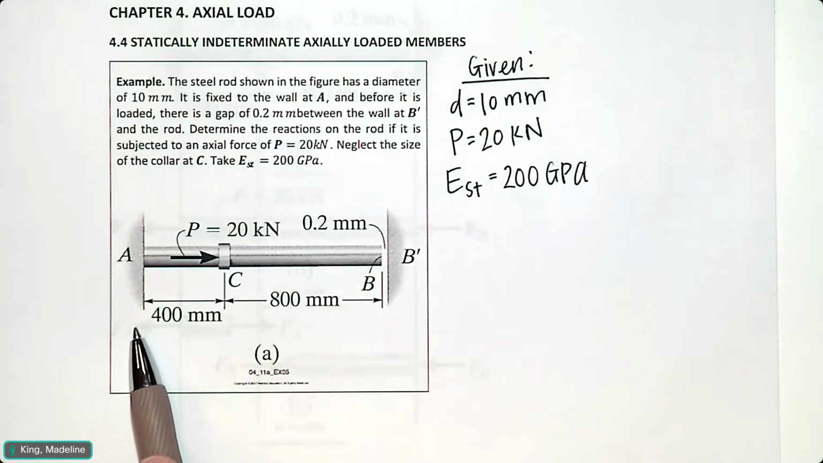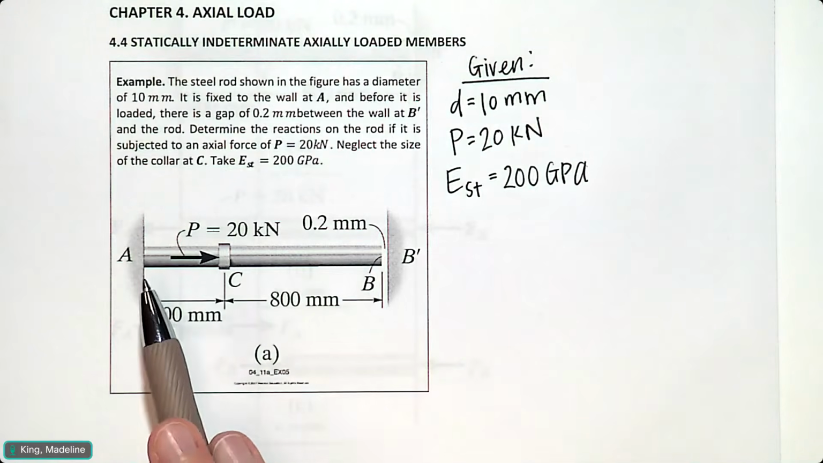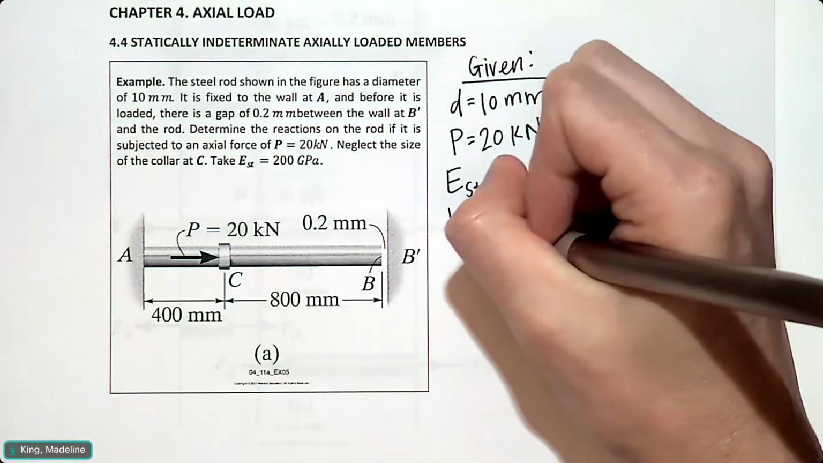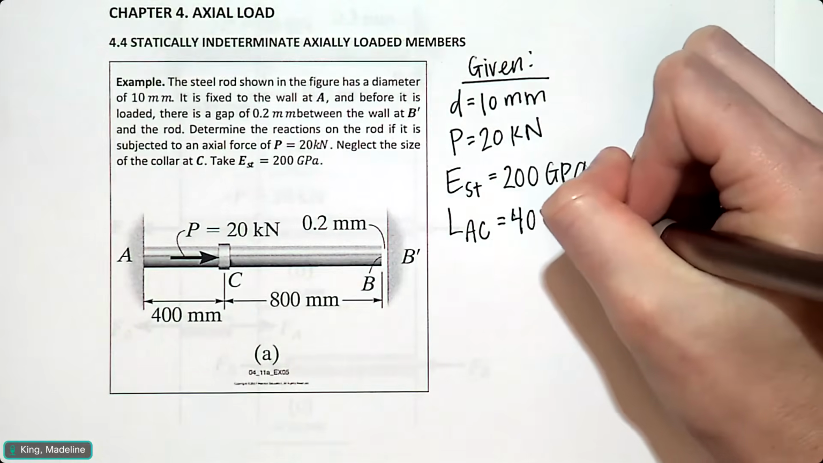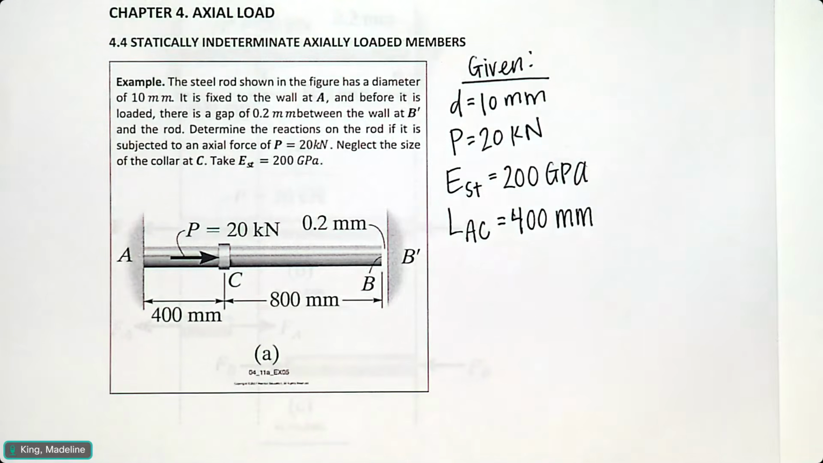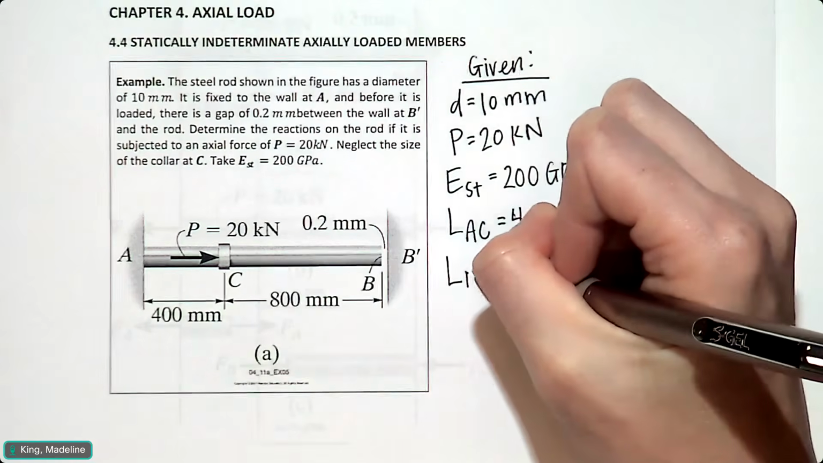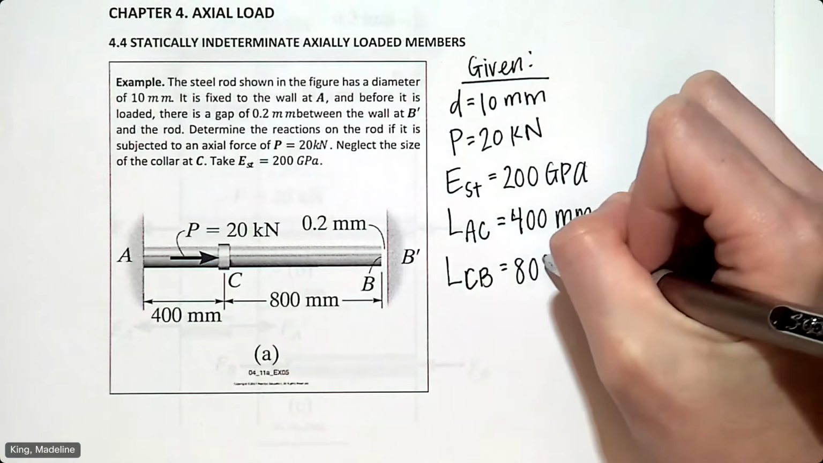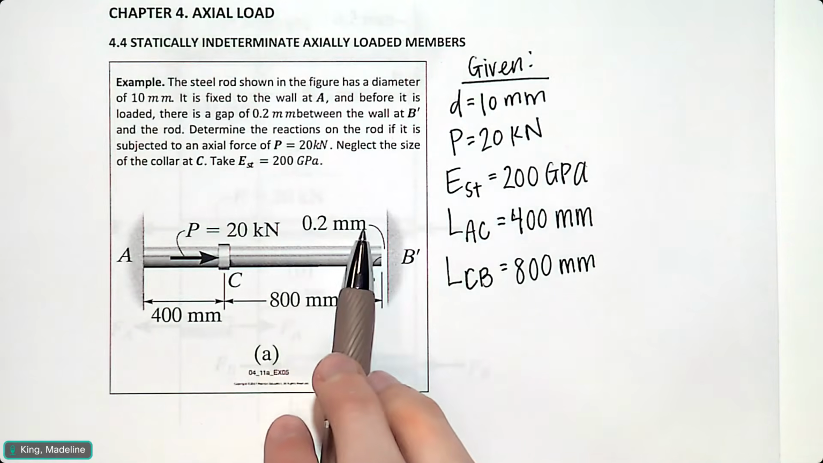On our figure, we were given lengths for our two segments. So for the length of AC, it's 400 millimeters. So L of AC is 400 millimeters. The length of CB is 800 millimeters. Oops, C. We were also given this 0.2 millimeters.